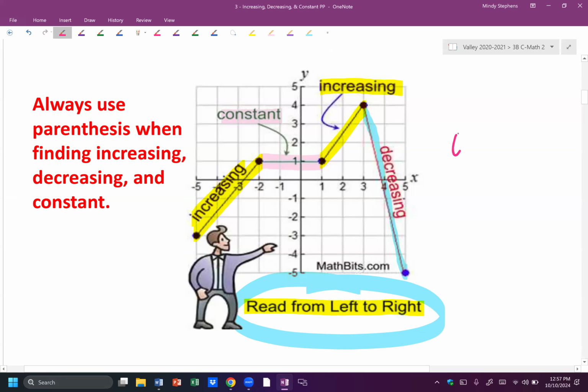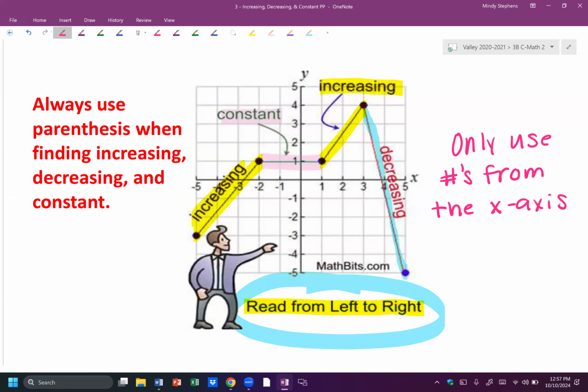So only use numbers from the x-axis. That's another important thing. So far, you read left to right. We're always going to use parentheses, and also write this down. Only use numbers from the x-axis. Do not use the numbers on the y-axis ever in this. Everything's always left to right. So we're drawing our lines left to right and finding the numbers on our x-axis. So let's do some examples.